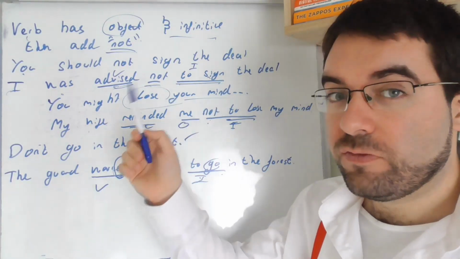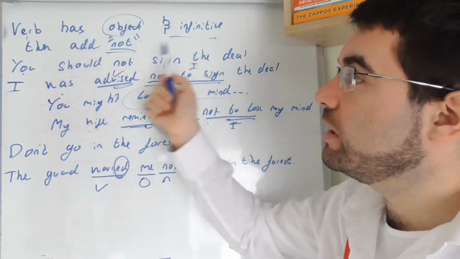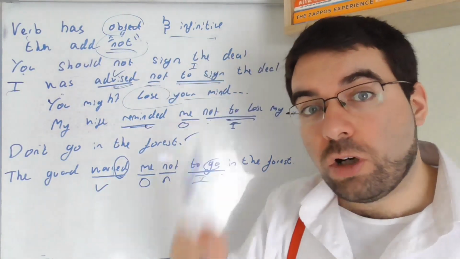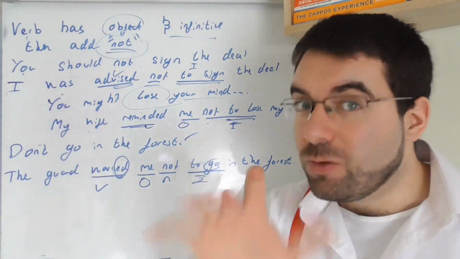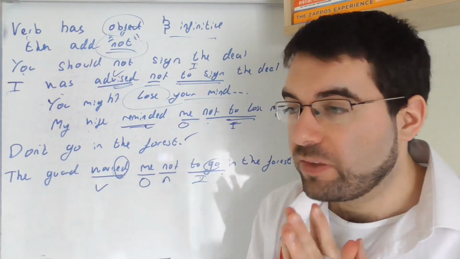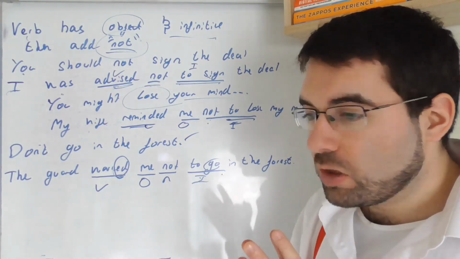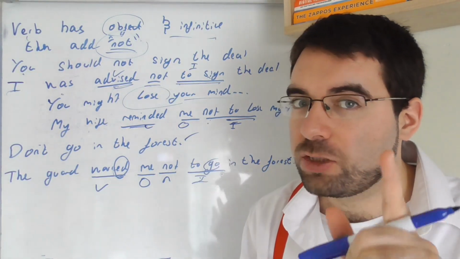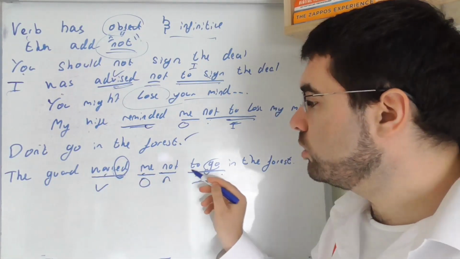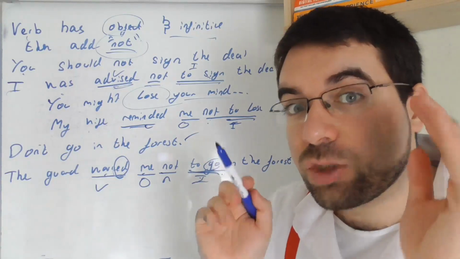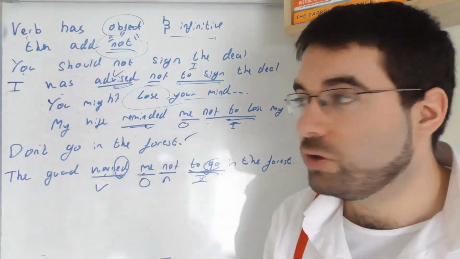So interesting. The verb, when it has an object infinitive, we add not to do something. I was advised not to sign the deal. Don't sign the deal. Don't do that thing. Let's think. Don't go in the forest. Don't go in the shop. I told you not to go in the forest. I warned you.